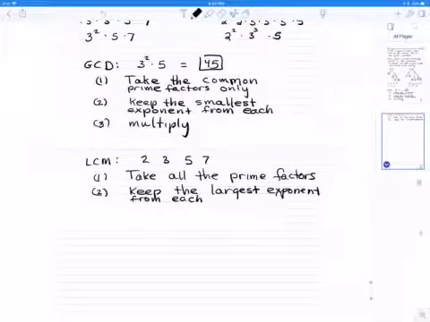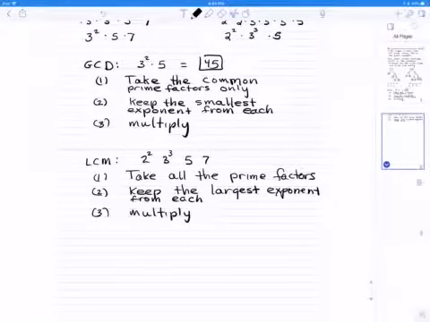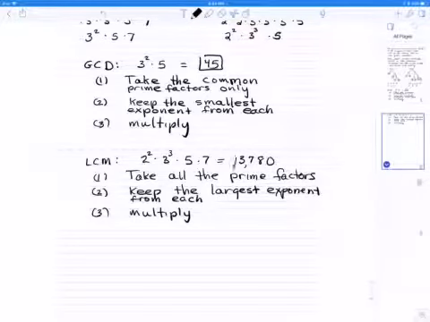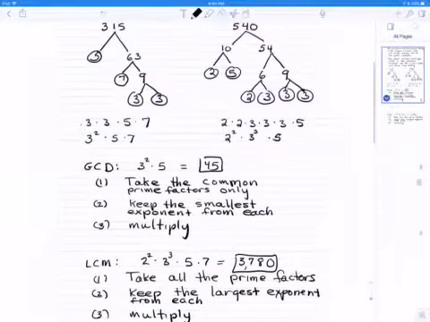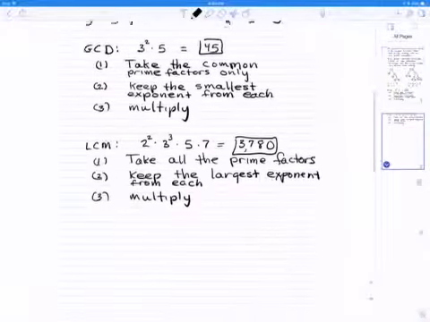So for the 2's, the largest exponent is a 2. For the 3's, if I compare the two exponents, the largest one is a 3. The 5's have the same exponent, and then there's a 7. And the third step is to multiply. So 2 squared, that's 4, times 3 cubed, that's 27, times 5, times 7. And I get 3,780. So that's the smallest number that both 315 and 540 will go into evenly.